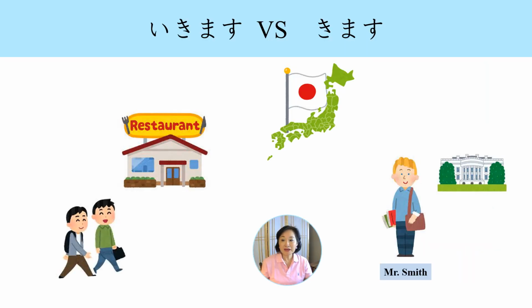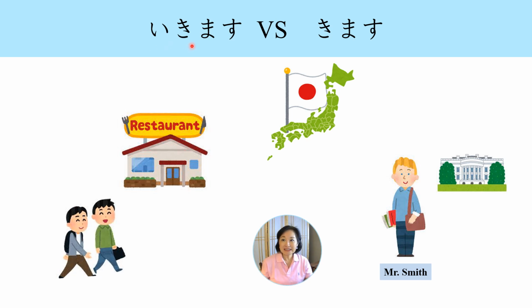Let me talk about these two verbs that we are learning in this episode, 行きます and 来ます. I know you know the meaning of these two verbs, but I want to clarify the usage of these verbs because they are a bit different between English and Japanese.